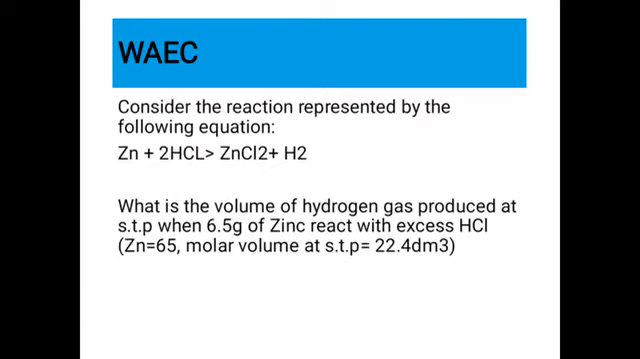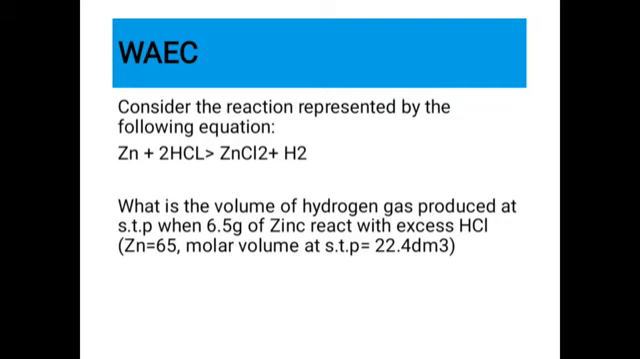Now let's look at the mass volume problem. Let's assume you are given the mass and asked to find volume, or you are given the volume and asked to find mass. If you consider this reaction, that's zinc reacting with HCl to produce zinc chloride and hydrogen gas. You have to look for the volume of hydrogen gas produced at STP when 6.5 gram of zinc reacts with excess HCl. Please take note again.